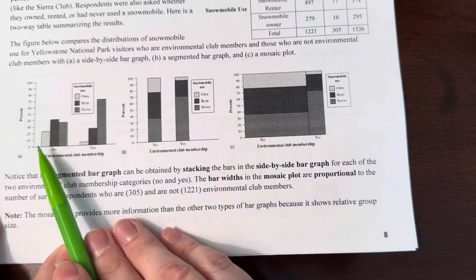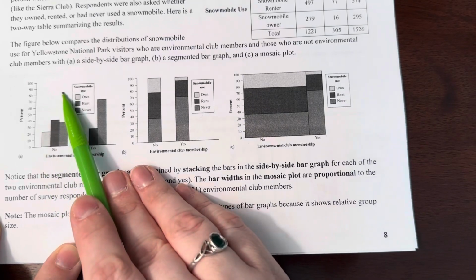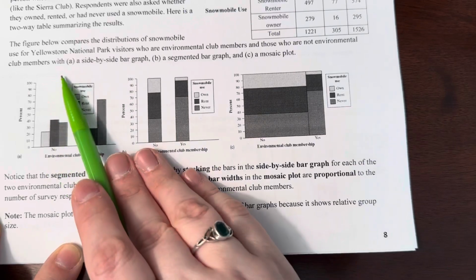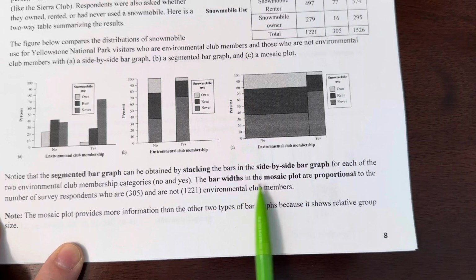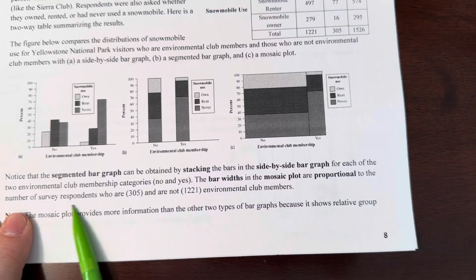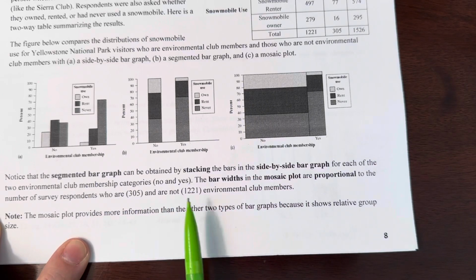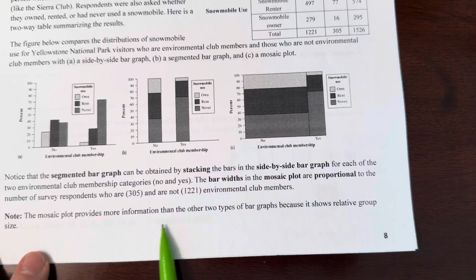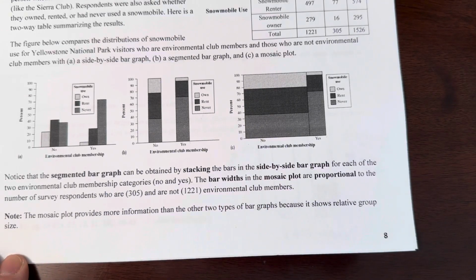Because these were percents, you can literally put this one on top of here, and then this one on top of that, and you get this one on top of here, and then this one on top of here. The totals will both be 100%. The bar widths in the mosaic plot are proportional to the number of surveyed respondents who are the 305 and who are not the 1221 environmental club members. So a mosaic plot provides more information than the other two types of bar graphs because it shows relative group size.